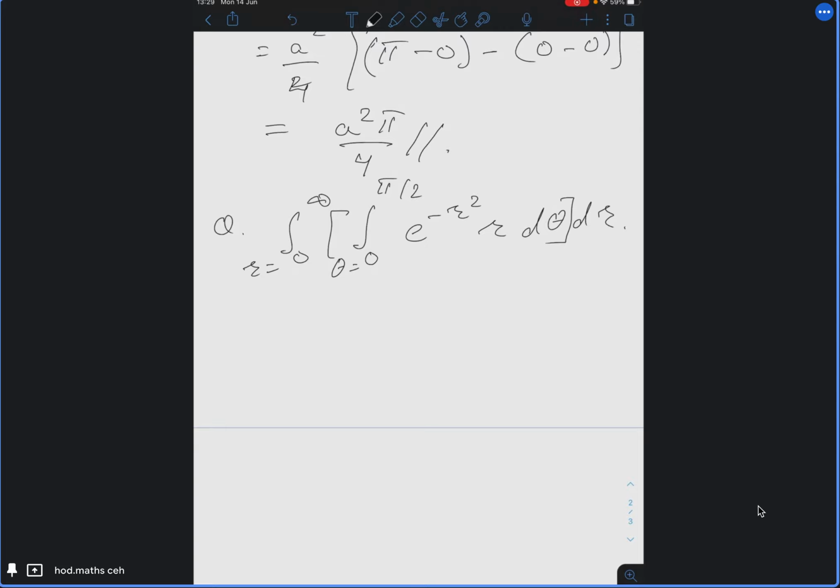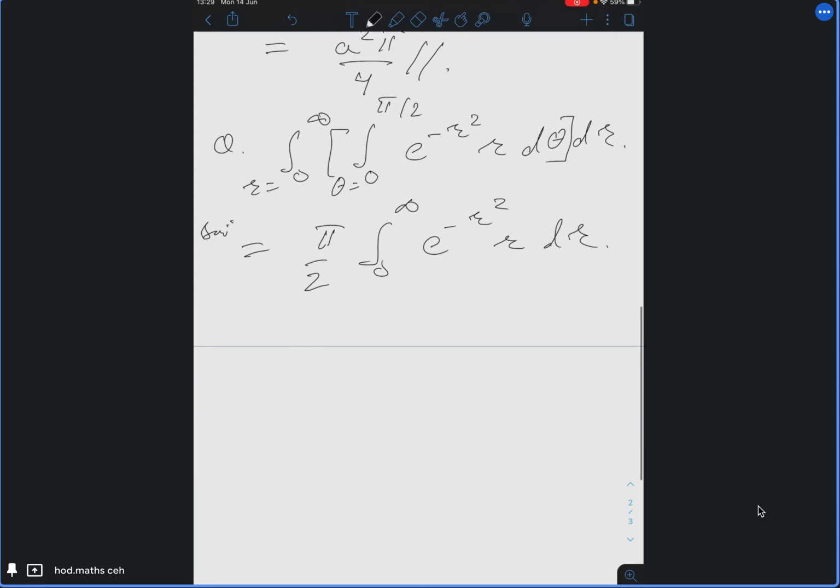Done? First you are integrating with respect to theta, so the whole function is a constant there, so you will get integral 0 to infinity e to the power minus r square into r as it is. For theta, for 1 you will get theta, upper limit is pi by 2, lower limit is 0. So pi by 2 out, integral 0 to infinity e to the power minus r square into r dr. Now you have to integrate this. Integrate it and tell me the answer.